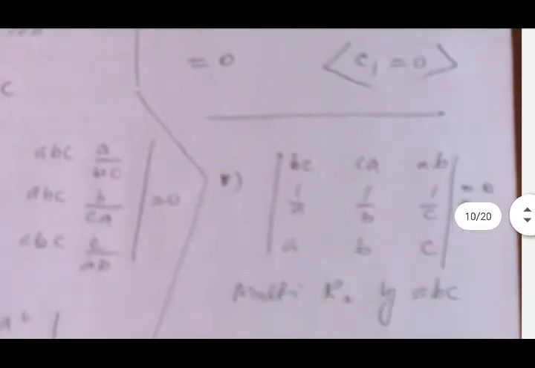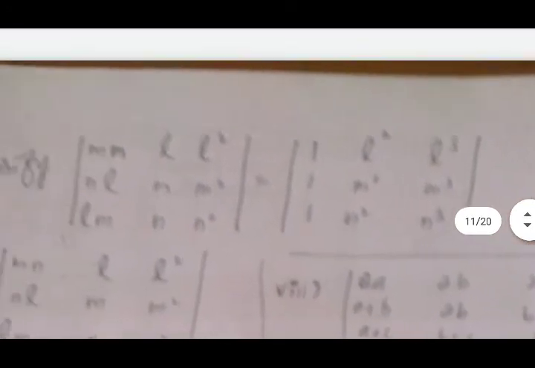In this question, we add columns 2 and 3 to column 1, and all entries of column 1 are 0. If all entries of any row or any column are equal to 0, the determinant is also equal to 0. Here we multiply R2 by abc, and two rows are equal, therefore it is equal to 0.